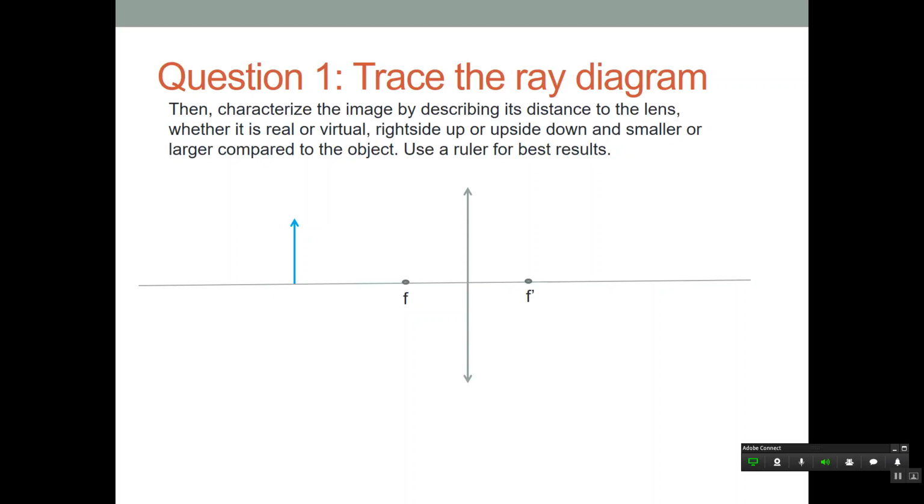All right, so let's use those three rays again that we're supposed to use. So this is a biconcave or biconvex lens? Biconvex, all right? Go ahead, do it. Once you've done this one, do the next one as well.